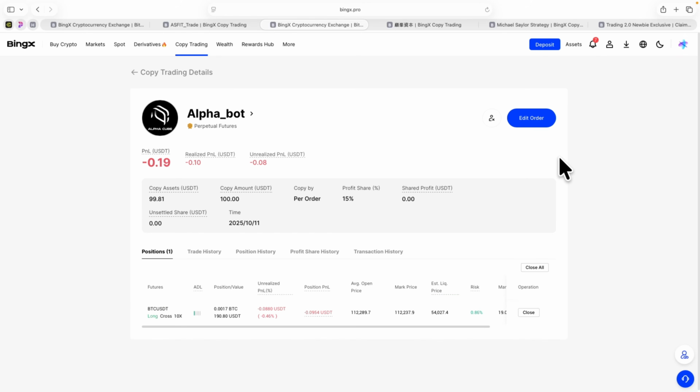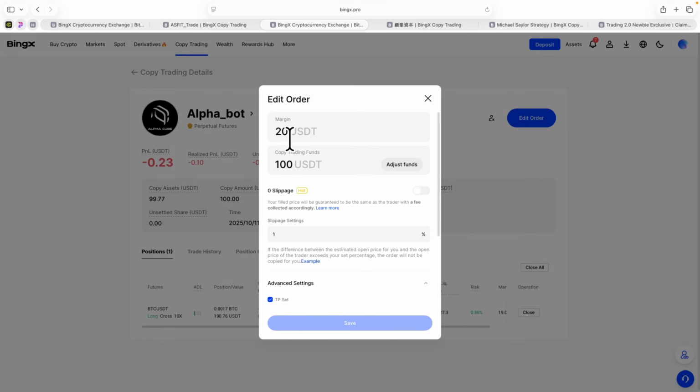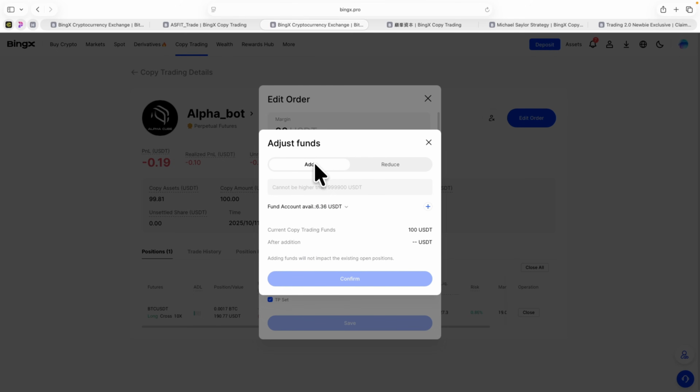Now, how do you withdraw some amount of money, maybe even out of your capital, or if you want to edit it? Just come here to where it says edit order, and right here on the screen, if you want to edit the amount of capital you want to use per trade, this is where you can do it. If you want to add more money or remove half of your total capital, this is where you can do it. Just come right here to adjust funds.